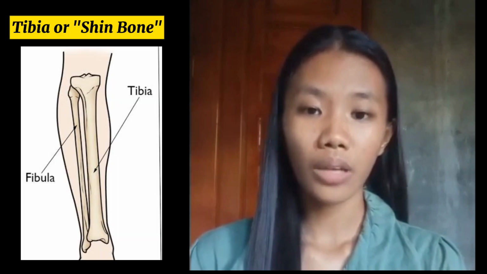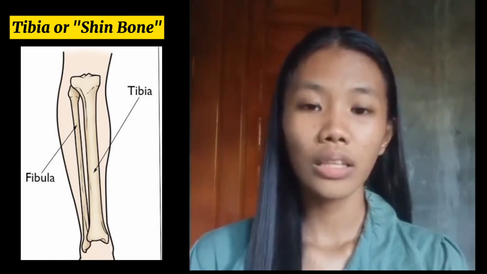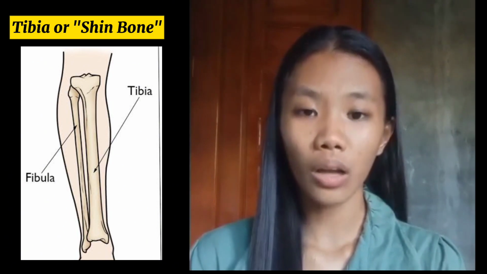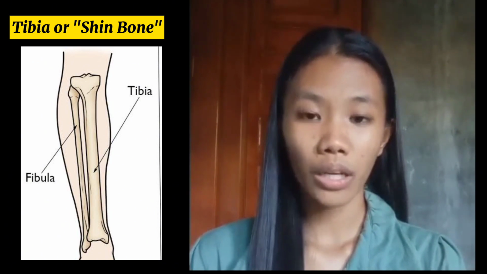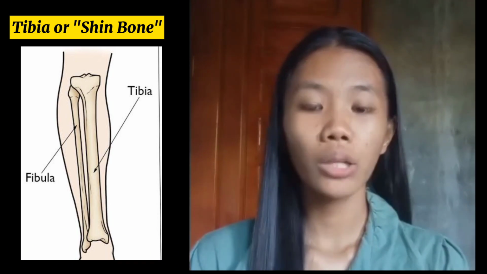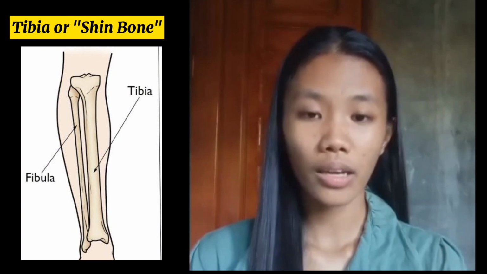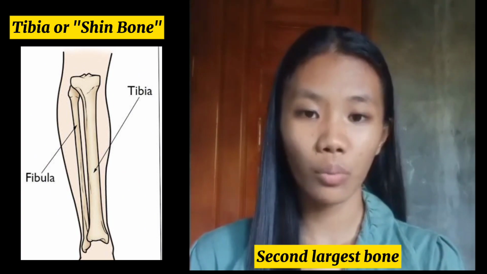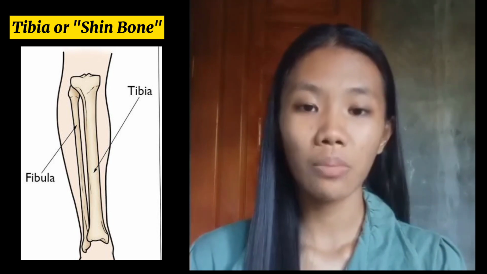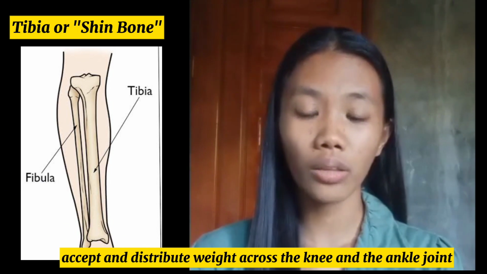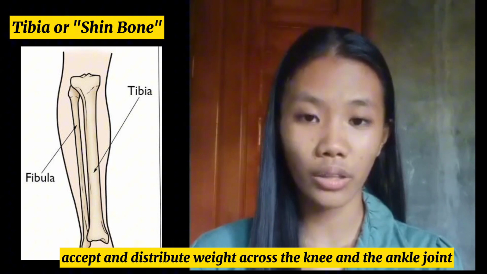Next is the tibia or the shin bone. It is the medial bone of the leg and it is larger than the fibula with which it is paired. The tibia is the main weight-bearing bone of the lower leg, and it is the second largest bone of the body next to the femur. The main function of the tibia is to accept and distribute weight across the knee and the ankle joint.